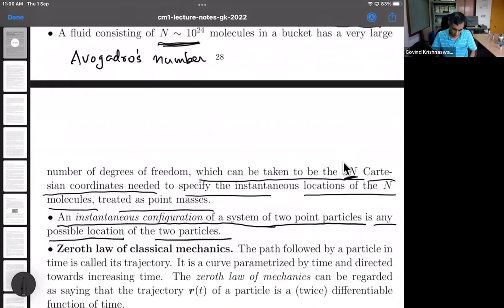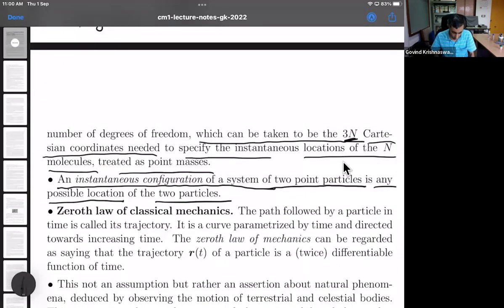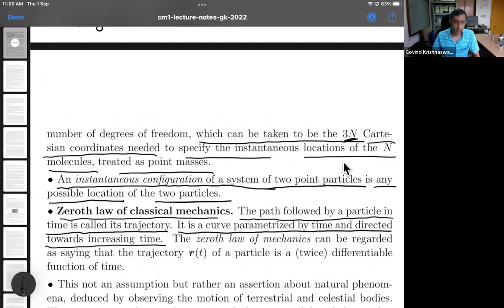Okay, if not, let us now proceed to what I would like to call the zeroth law of classical mechanics. Let me try to state what I mean by that. Now we are beginning to look at systems or particles and try to deduce the character of the physical law that may govern their behavior. So we are going to summarize those things. The first such statement is the following: the path followed by a particle in time is called its trajectory. That is simply a name. It is a curve parameterized by time and directed towards increasing time. So it's a directed curve in the set of possible locations of the system. It's a curve in the configuration space, technically speaking.